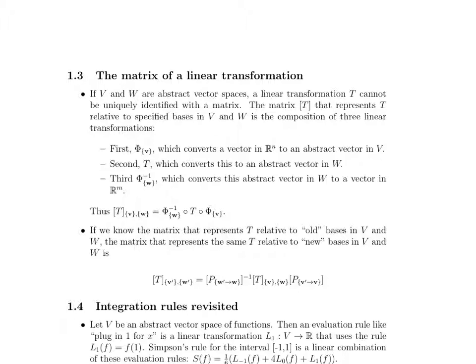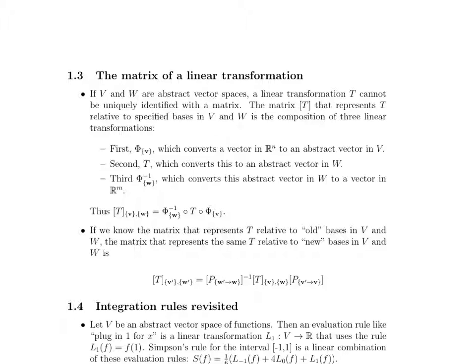Then we're going to apply the linear transformation T. That's going to convert this to an abstract vector with respect to the vector space W. And then this is going to go from abstract to concrete, which is going to convert this abstract vector in W to a vector in Rm. And so there's this three-piece composition right here that is the overall matrix representation of the linear transformation T, which first acts on a vector written in terms of the abstract vector space V, and its output is going to be an abstract vector written with respect to the vector space W.